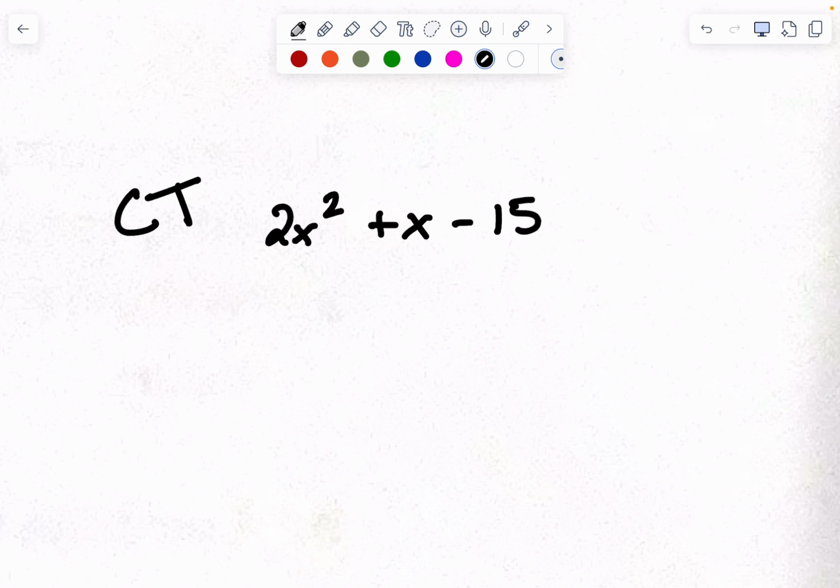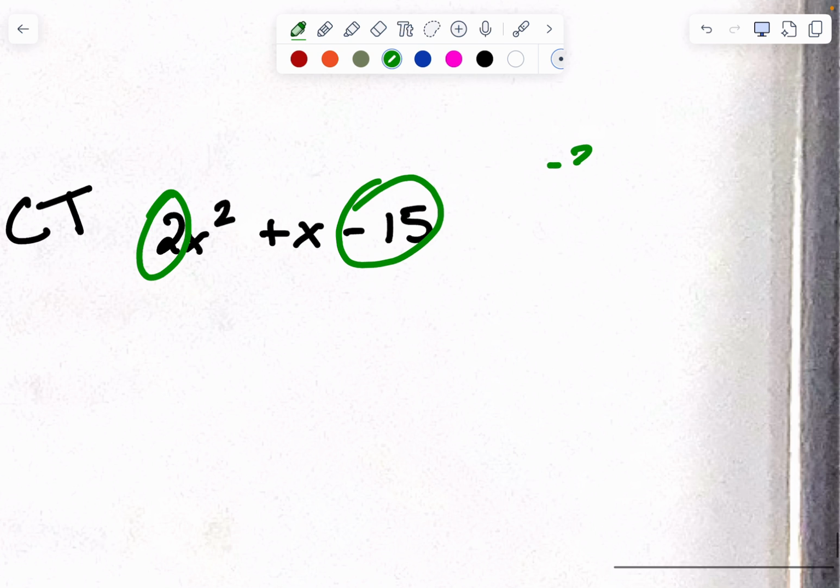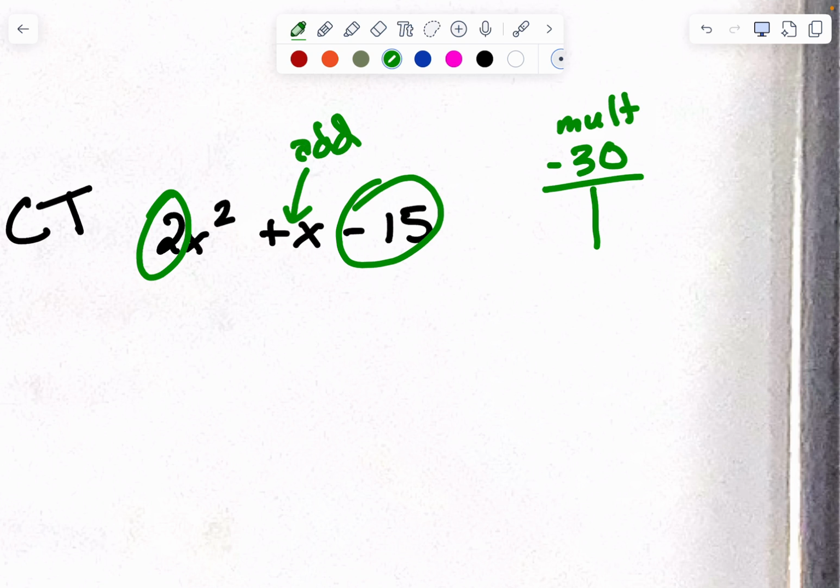Complex trinomial. I'm done. Can we take a GCF out? No. What do we do now? 2x squared. 2 times negative 15 is negative 30. Multiply to get negative 30, but when you add them, give you? 5 and 6. Positive 6, and the 5 is negative. Which one goes first?